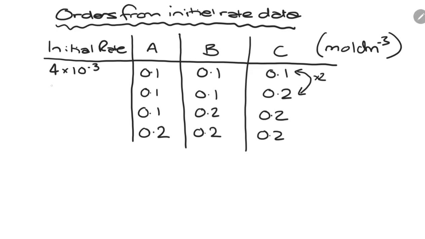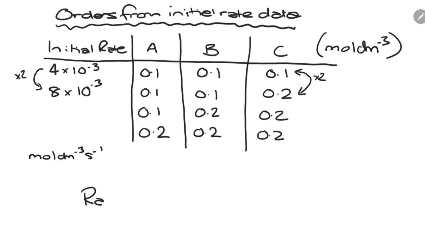If we were to measure initial rate data, what we may see is that in the first 2 experiments the rate changed from 4 times 10 to the minus 3 moles per litre per second. So initial rate will be measured in moles per litre per second. Going from experiment number 1 to experiment number 2, the rate has doubled. This coincides with a doubling of the concentration.